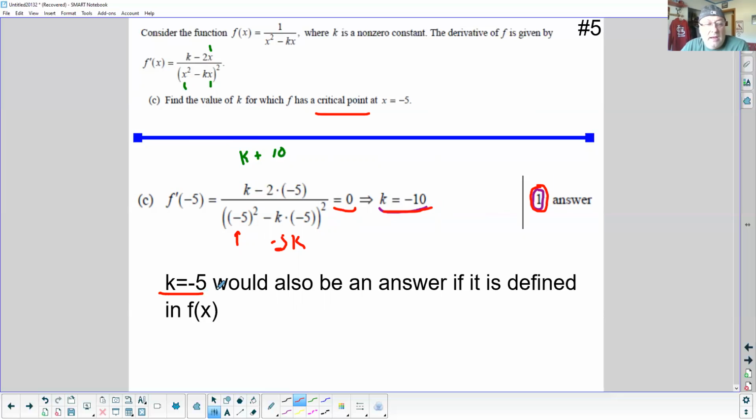k equals negative 5 would also be an answer if it was defined in the original function, because you could also have a 0 on the bottom and set the bottom equal to 0. But since it's a non-zero constant, you just ignore this one here. So hopefully you just got the one answer of k equals negative 10.